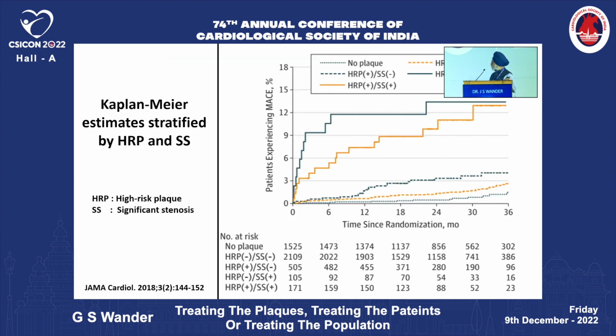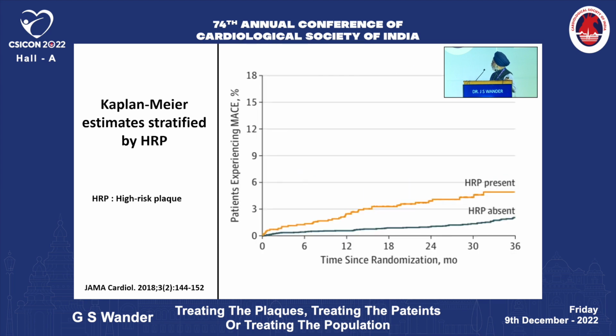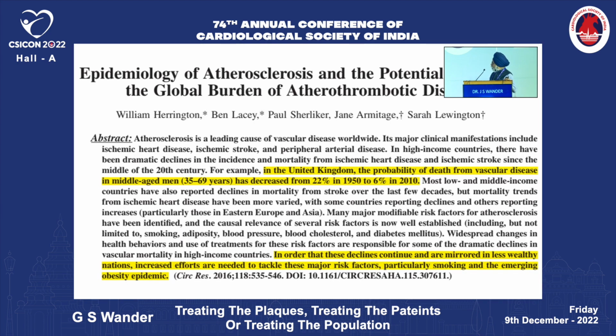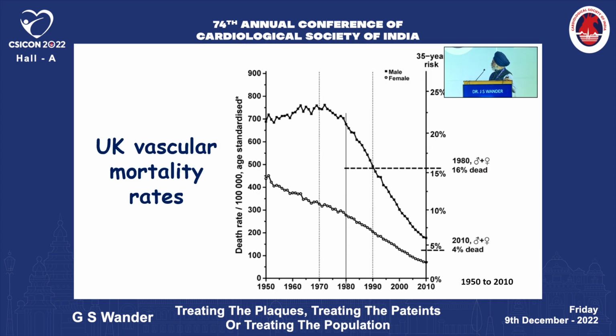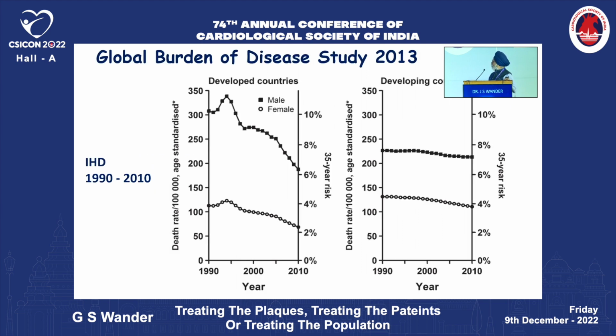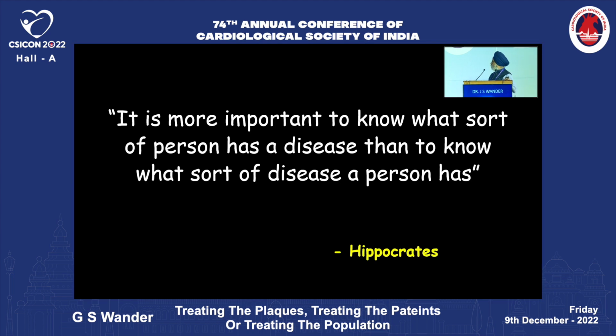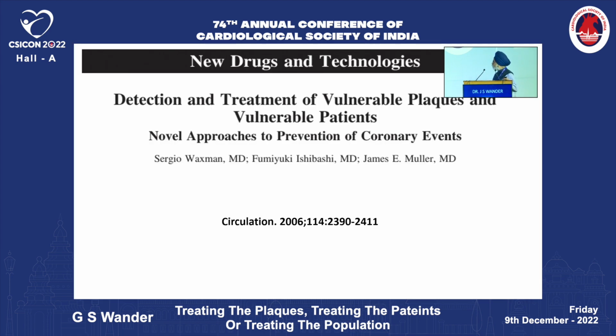The concept of a high-risk plaque was looked at in stable patients in the PROMISE randomized trial published in JAMA a couple of years back, and we now know that the high-risk plaques rupture more often than the stabler plaques. Although the Western world has been able to reduce the vascular mortality rates, in the developing nations such as ours, whether it is stroke or acute MI, the rates are the same. And so we have to look at our patients in a different manner.